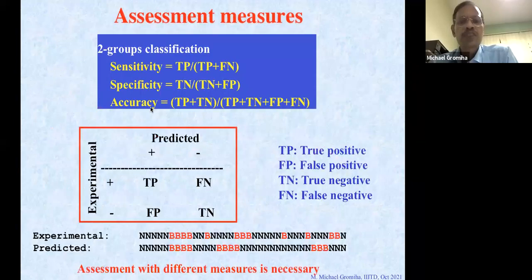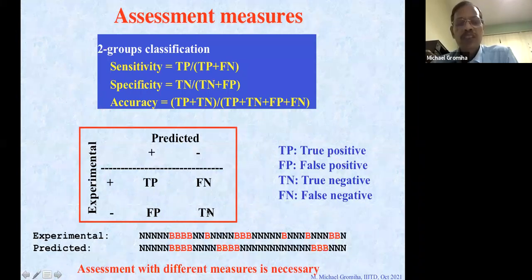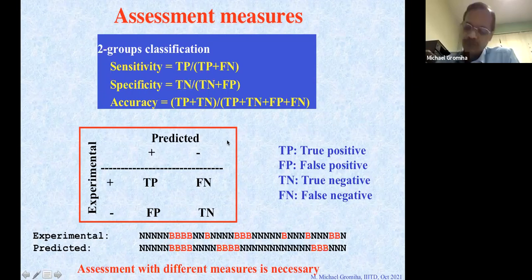This is based on true positives, true negatives, false positives, and false negatives. If the experimental is positive and the predicted is positive, then this is a true positive. If the experimental is positive and the predicted is negative, that is a false negative. On the other hand, if the experimental is negative and it is over-predicted, that's called a false positive. If both are low affinity complexes, it is a true negative. We consider the high affinity as the positives and the low affinity as the negatives in this case. Sensitivity can be calculated as true positives divided by true positives plus false negatives. Specificity can also be calculated based on the number of low affinity complexes that are correctly predicted. Accuracy is the overall assessment.